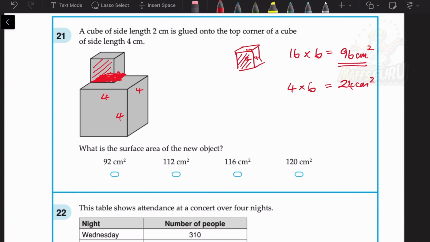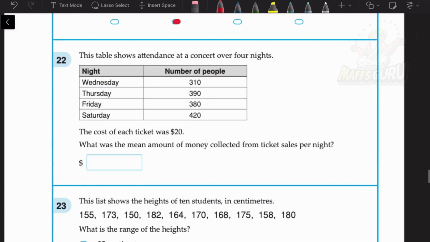So we know that the bottom of that area there is 4, but I've got to double it because it's covering up 2 parts of the thing. So I'm actually going to subtract 8. So I'm going to do 96 plus 24, which is going to give me 120. But I've got to subtract the 8 centimeters, which is hidden, to give me 112 centimeters squared. Hopefully that made sense to you.